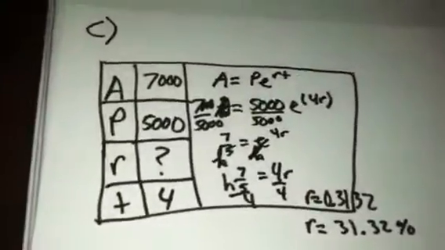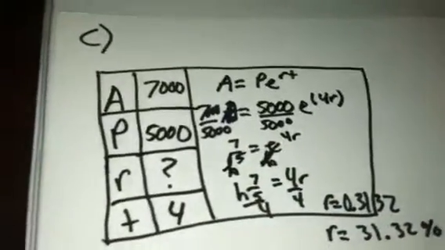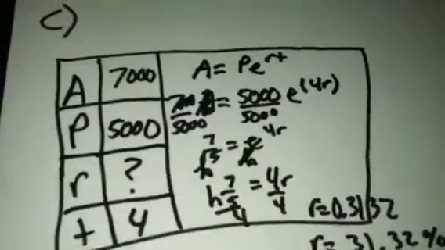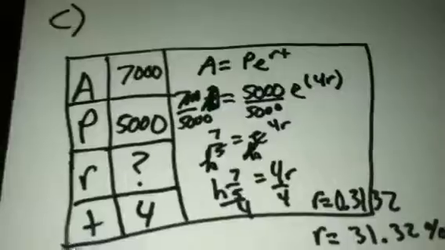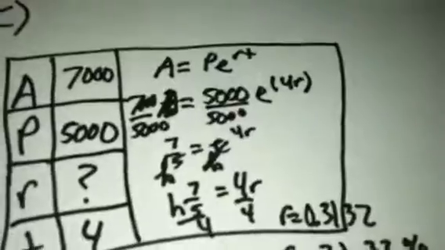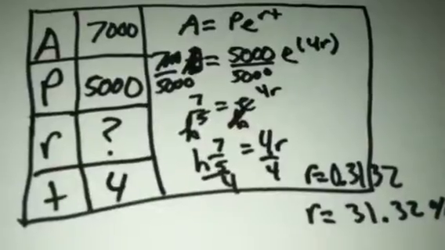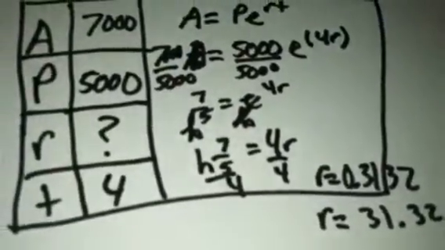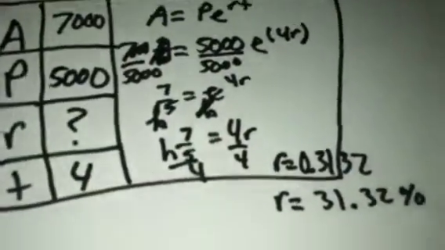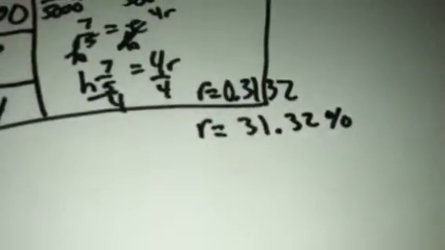For C, it's the same formula as B, but we're not looking for A anymore. We're looking for R, that's the rate. So we put 7,000 equals 5,000 e to the 4R. We divide by 5,000, so that's 7 over 5 equals e to the 4R, and then we take the natural log, which gets rid of the e, so it's natural log of 7 over 5 equals 4R.